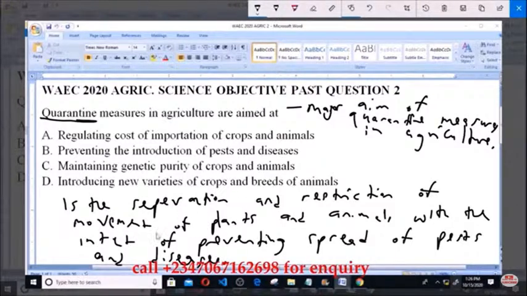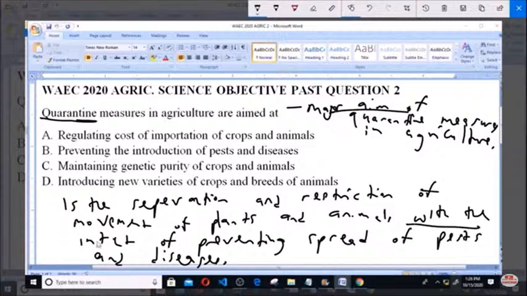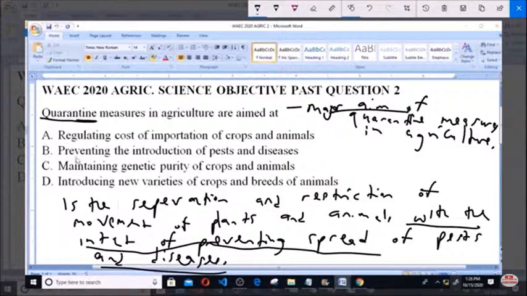Now, in this definition we have also given the major aim of quarantine. As we stated here in the definition, it is done with the aim of preventing the spread of pests and diseases. So that is option B, preventing the introduction of pests and diseases. So option B is the correct answer to this question.